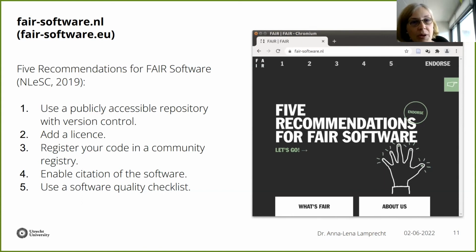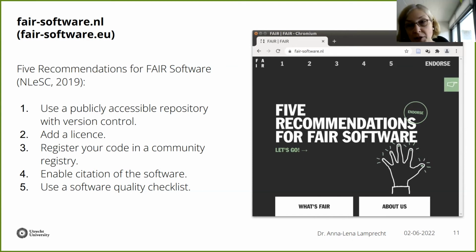just use a publicly accessible repository with version control. GitHub, for example, would be the main candidate. Add a license so that people know under which conditions they can use your software or not. Then third, register your code in a community registry, because this is where members of scientific communities go to look for software for their problems. So make sure you are represented there.